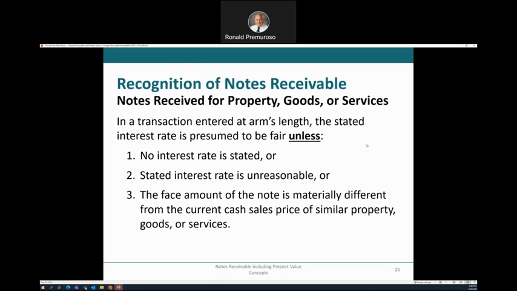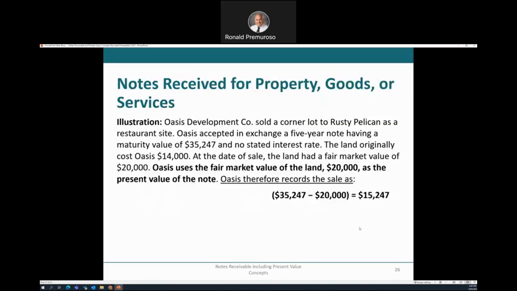And then the third one, which we're now going to go through an illustration of in detail, where the face amount of the note is significantly different from the current cash sales price of similar property, goods, or services. All right, so for the third one, let's go through it slowly and in a detailed example.